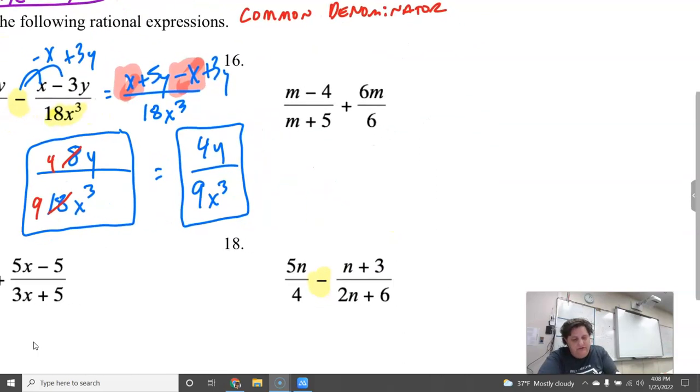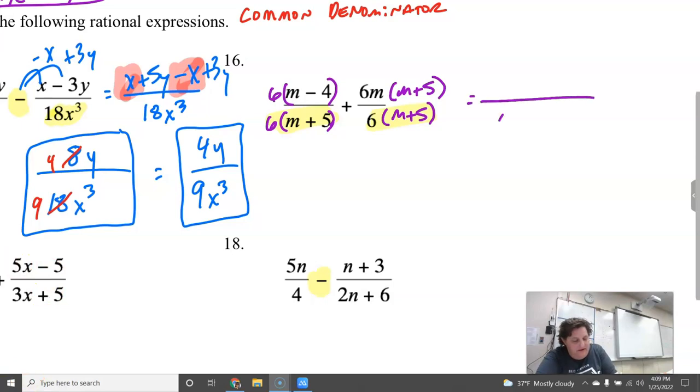Okay, let's take a look at number 16. This side has an m plus 5, so that side needs it. This side has a 6, so that side needs it. What we're trying to do is just get these to be the same. Now I have a common denominator of 6m plus 5. And then on the top, I distribute. I will get 6m minus 24.